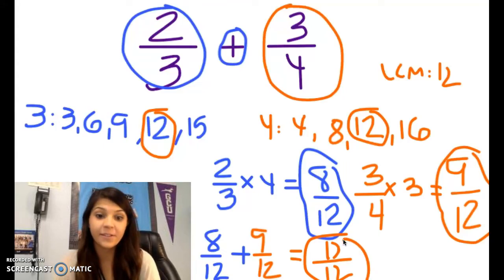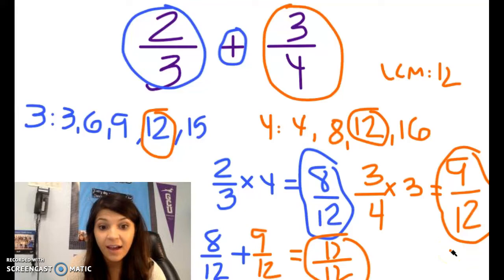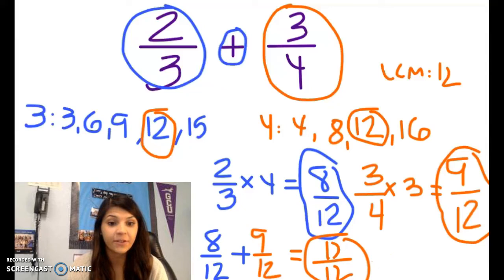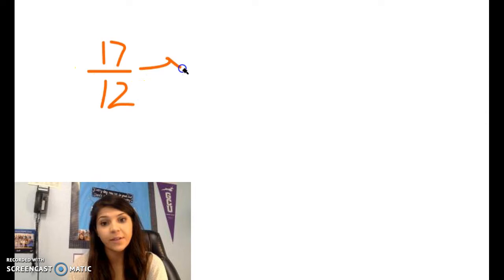But my students know our last rule was to simplify. And so when we simplify, we have to divide, basically, is what we're doing. So what I'm going to do is create a new page. I'm going to show you how we divide this to simplify it. So our last number was 17 over 12. And from there, I'm just going to divide like this.